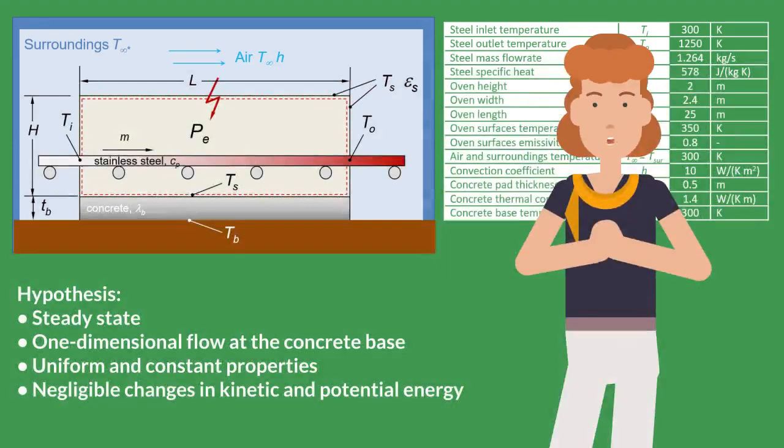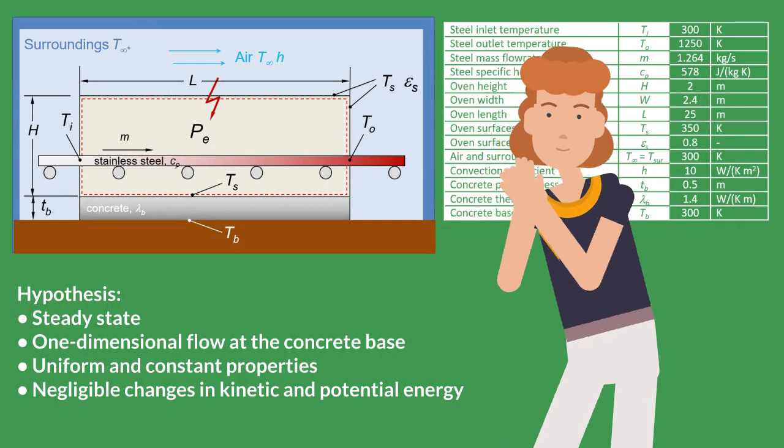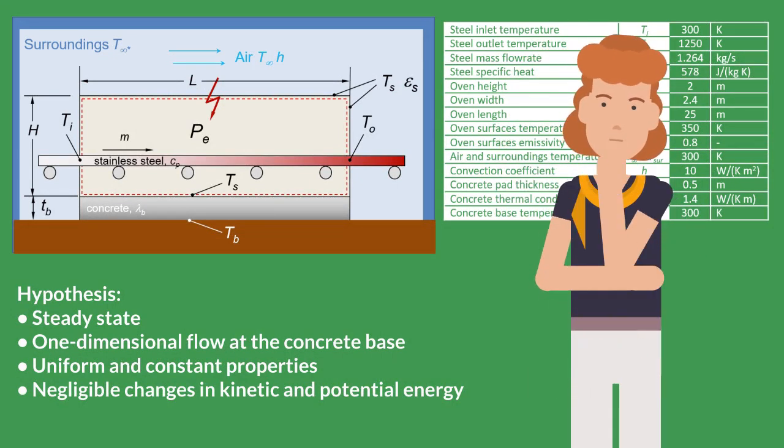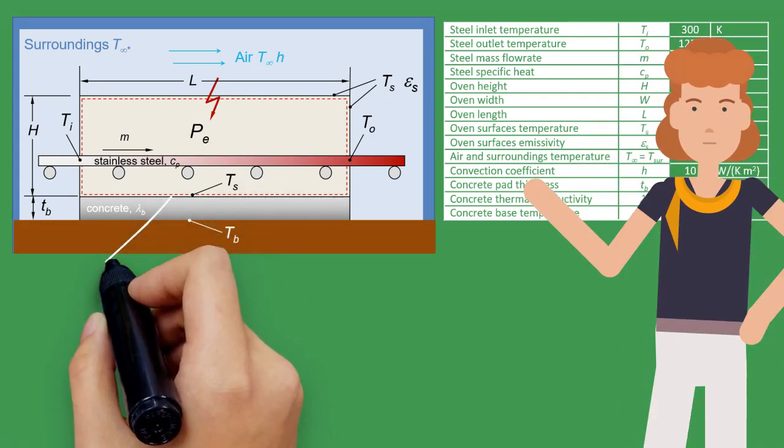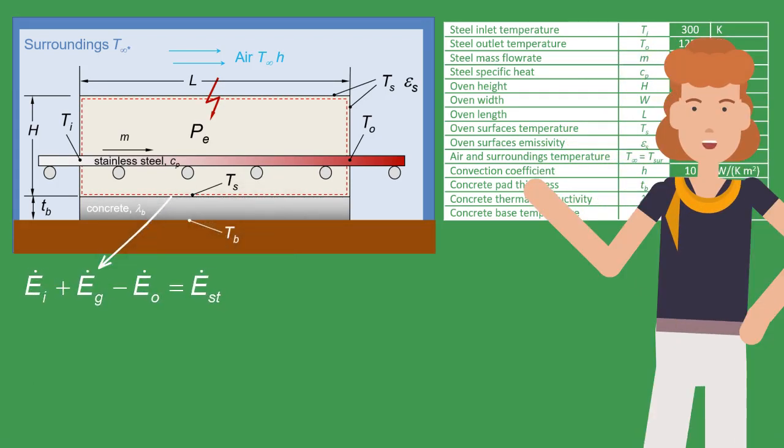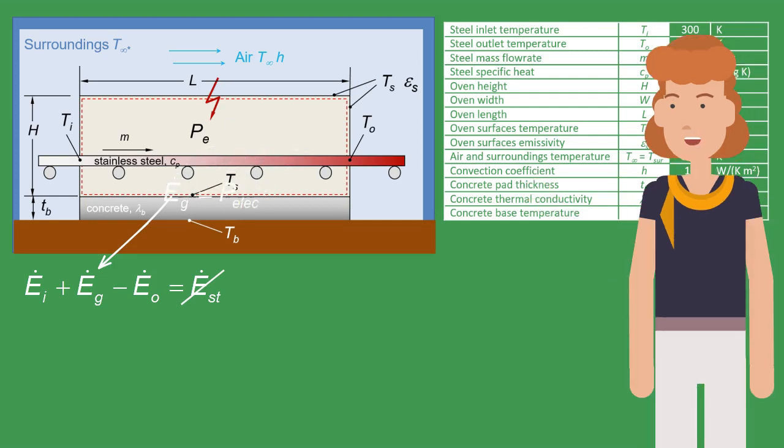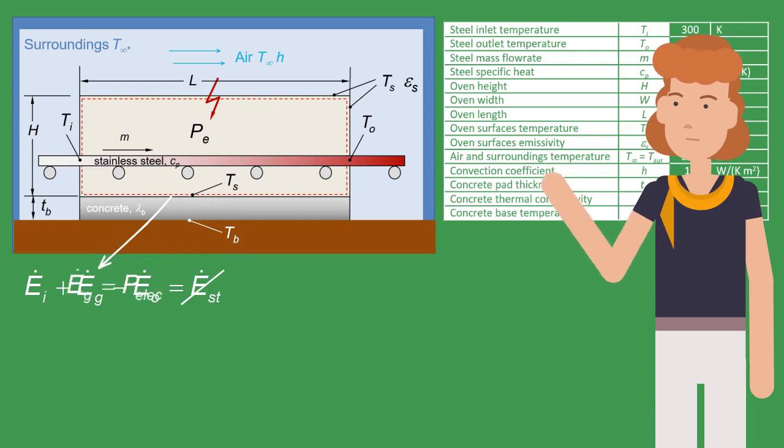Have you solved this exercise on your own? Despite many simplifications, this is a complex problem. Apply the energy conservation equation in the control volume marked by a dotted line in the figure. The stored energy is 0 because the oven is operating in the steady state. The energy generated per unit of time is the electrical power.